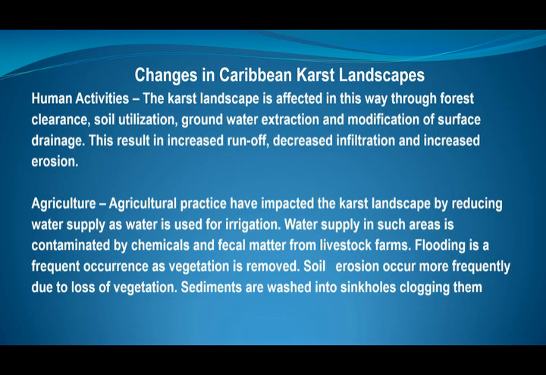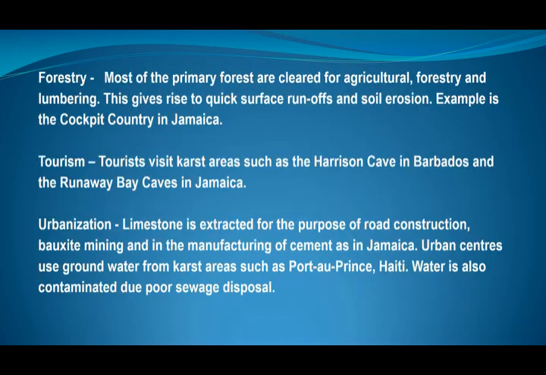Often, we tend to have waste matter or chemicals being released into the karst areas, especially where water sources are in the karst area. And sometimes these wastes that are released can clog up sinkholes and eventually can lead to flooding of surrounding areas. Most primary forests are cleared for the purpose of lumbering or agriculture. A good example of this is the cockpit country in Jamaica.